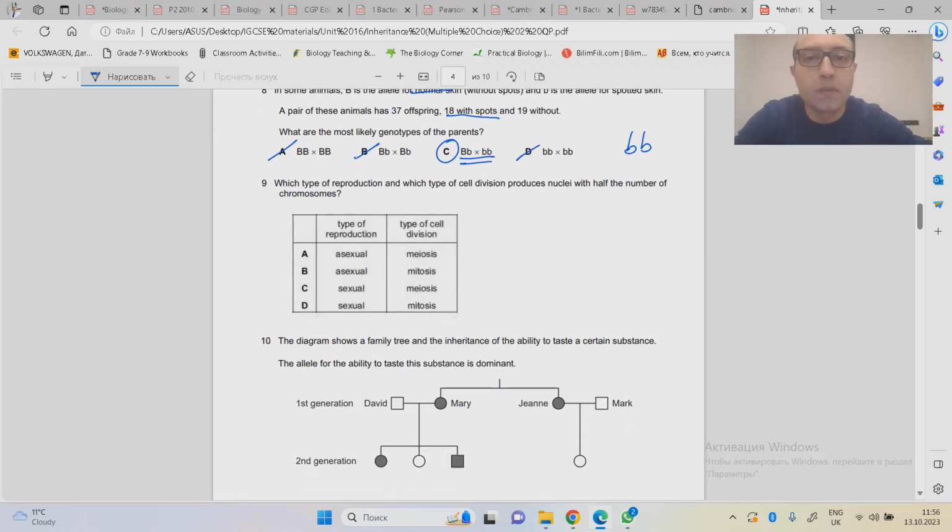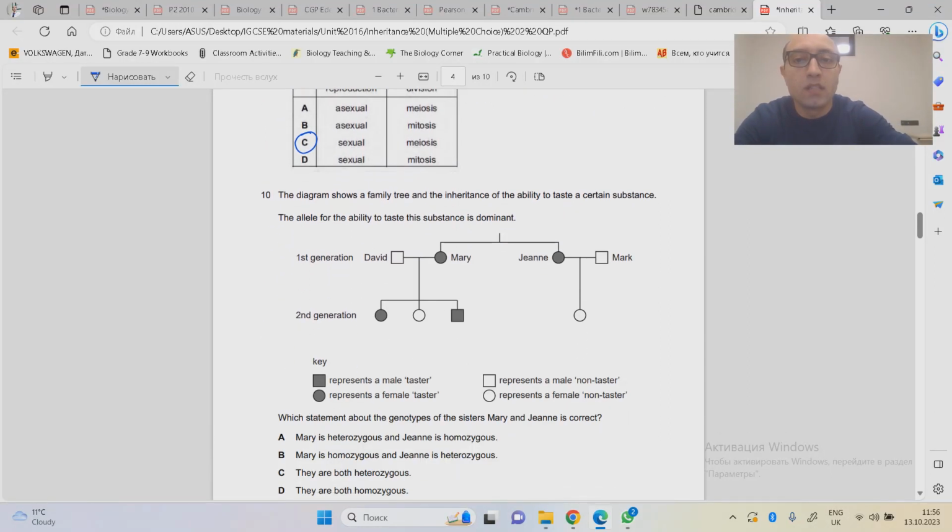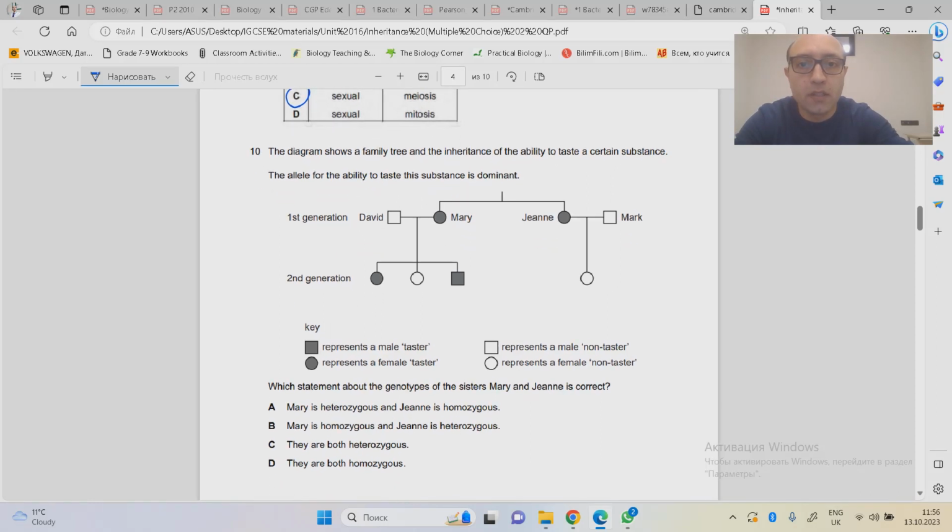Which type of reproduction and which type of cell division produces nuclei with half the number of chromosomes? You know that it is meiosis, and we are learning it especially in sexual reproduction. It is C.